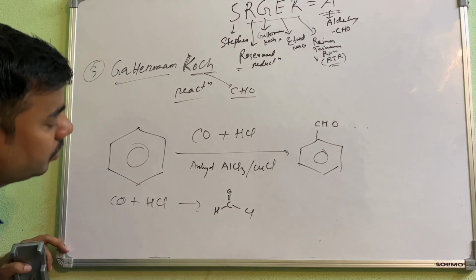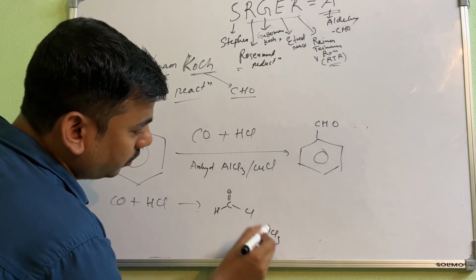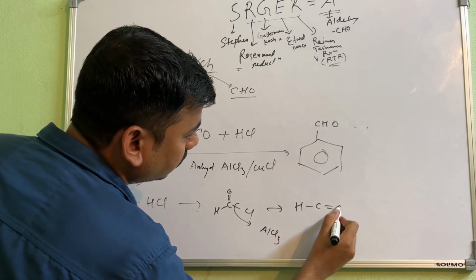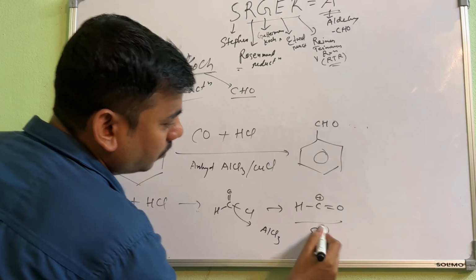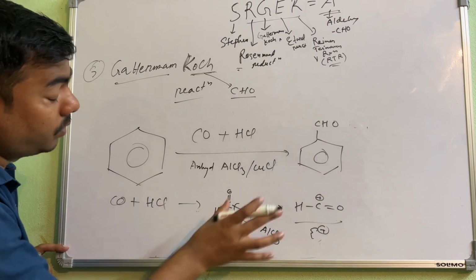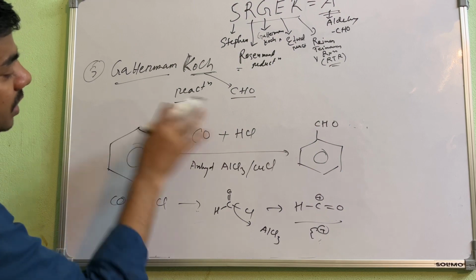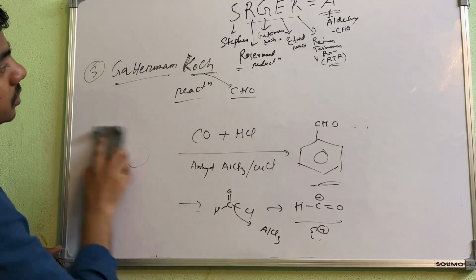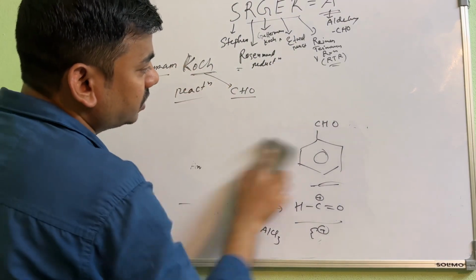Formyl chloride is going to produce, then obviously AlCl3 is there, it will take this Cl minus, and after that the formyl cation is going to be produced. This is the electrophile. Once we have the electrophile and this benzene is there, you all know what is going to happen: electrophilic aromatic substitution. It will come and replace one hydrogen and we will get this. It's very easy. Gattermann-Koch. From KOCH, you remember the CHO group is going to come.